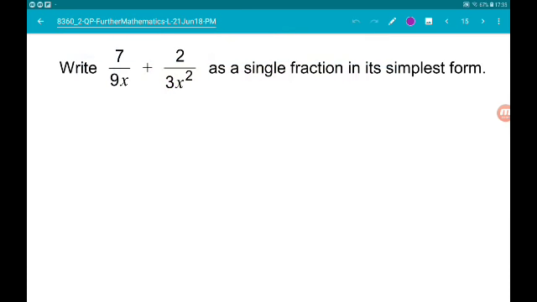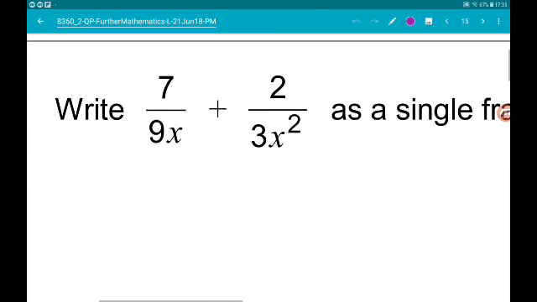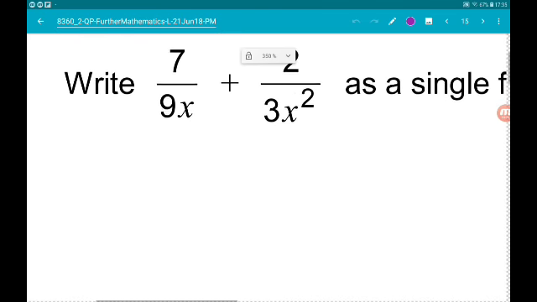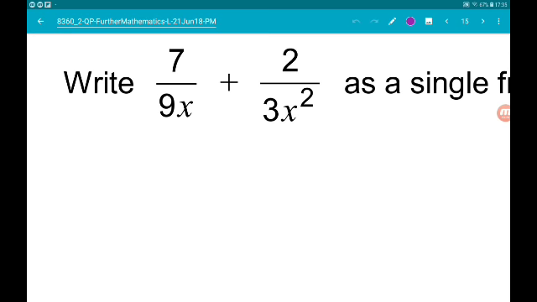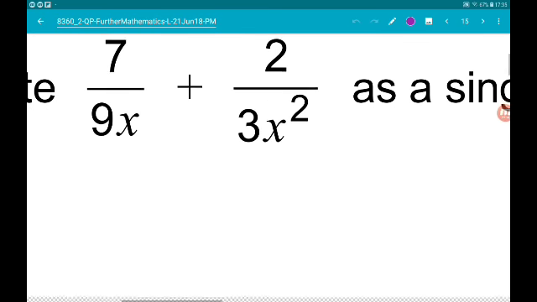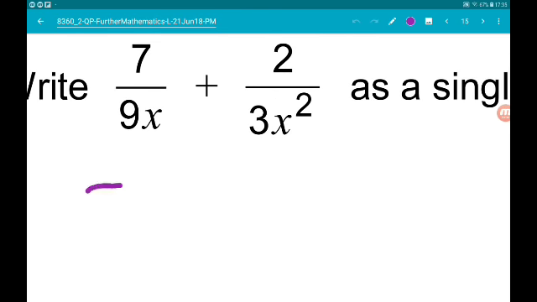Question 12, 7 marks altogether, part A, 3 marks. Algebraic fractions, we want to write 7 over 9x add 2 over 3x squared as a single fraction in its simplest form. So, probably the easiest way to go would be common denominators. So, let's do it a bit at a time. So let's turn that 3 in the second one into 9. So we get 7 over 9x add.